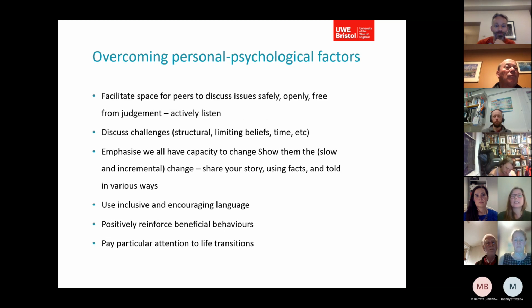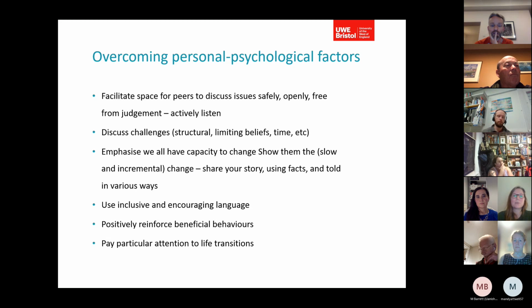it's facilitating a space with their peers to discuss issues safely, openly and freely. So going to specific groups, target audiences maybe that aren't represented in your campaign organisation, or maybe even you want to get involved with, and actively listening, like we were doing before, to understand what their values, needs, motivations are. Discuss the challenges, as I briefly mentioned before, before moving on to potentially crafting or co-creating solutions with them. But also emphasize that we have a capacity to change, and show them. And it's got to be something that's slow and incremental, more likely, depending on where they are in their life.